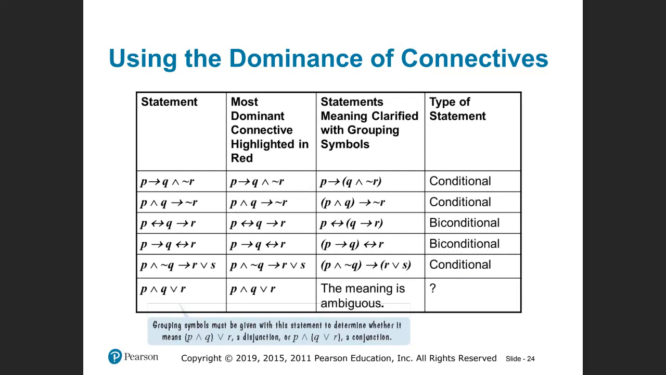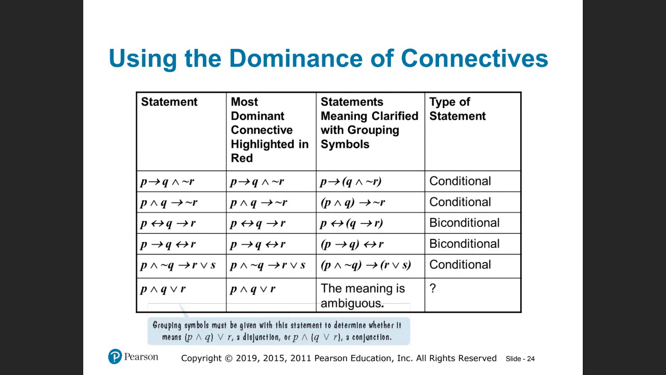So this chart summarizes all of this. You see that none of these have the parentheses until you get to the third column. It's like when you're working with "Please excuse my dear Aunt Sally" and things like that. If you don't have parentheses, you have to have a certain way of interpreting the statement. So for the first line, we see the most dominant connective, which says it's highlighted in red, but it isn't. So the statement's meaning is clarified with grouping symbols.